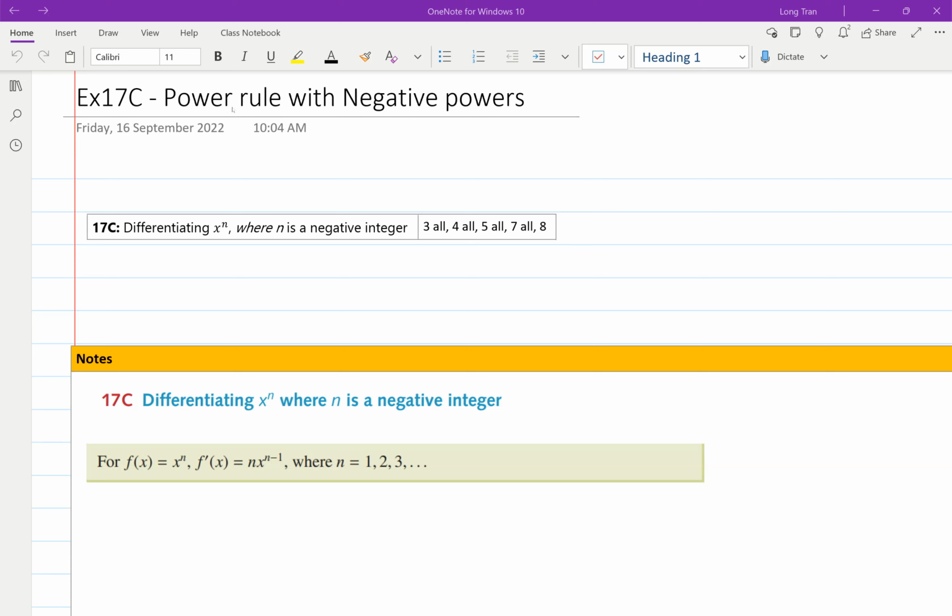All right, today's lesson, pretty simple. Going back to the power rule again. Let's recap. What is the power rule? It helps you find the derivative. What is the power rule?